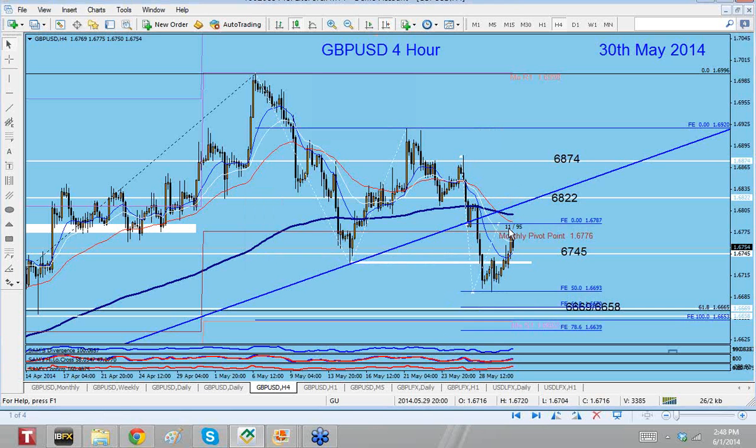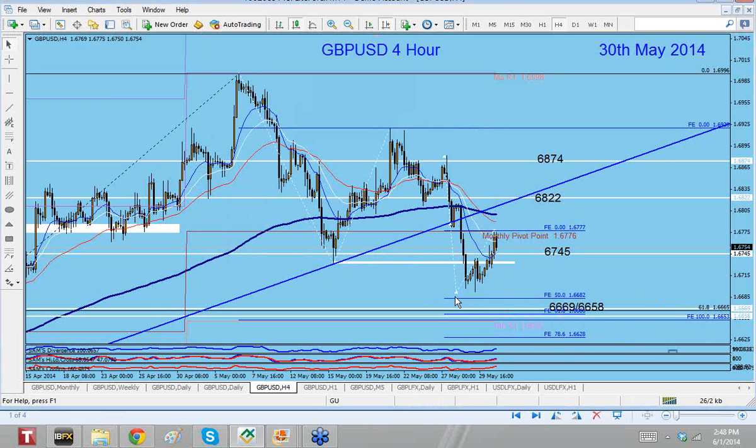No, sorry, 0.618. And here 0.618 is coming right here, right? 66 something. Let me put it here. What is 66.61 right here? 61.8%, right? So now wave 5 should be right around here.